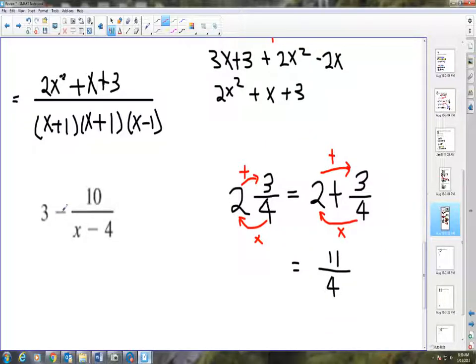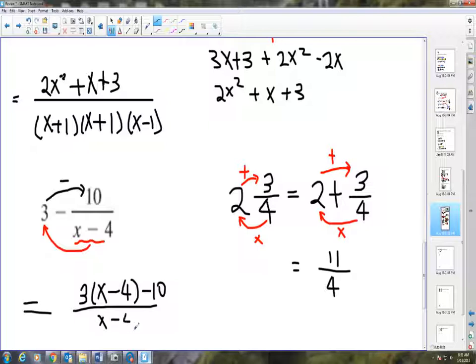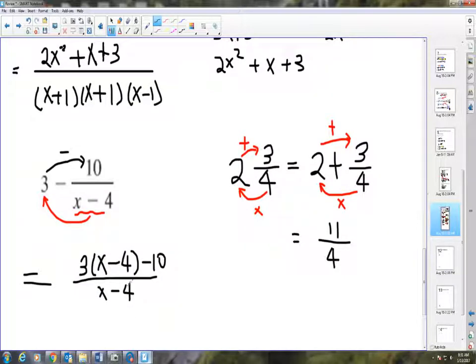Alright, so we're going to use the same technique over here. This is subtraction between a whole number and a rational expression. So what I'm going to do is take my denominator, x minus 4, times my whole number, x minus 4 times 3. That will be 3 times x minus 4. Then what do I do with the 10 on top? We will subtract, because it says subtract, over the denominator, still the same thing, x minus 4. Alright, this is one technique. This is one of the many techniques you can use to do this problem.